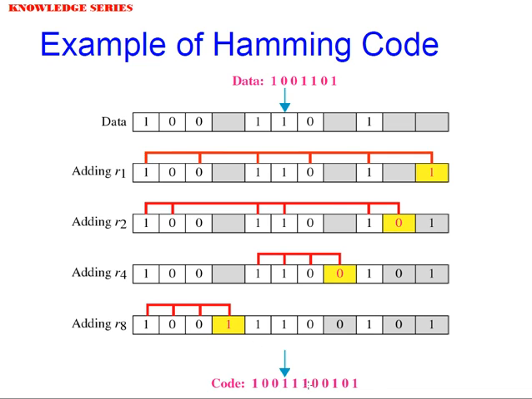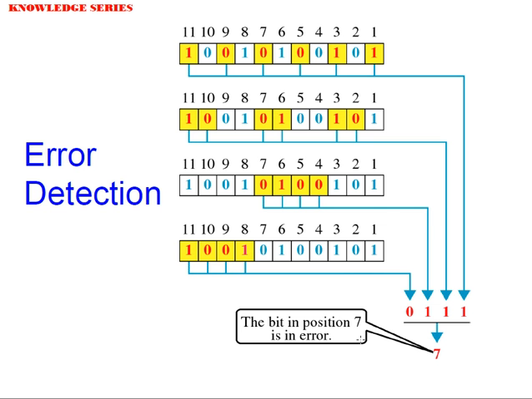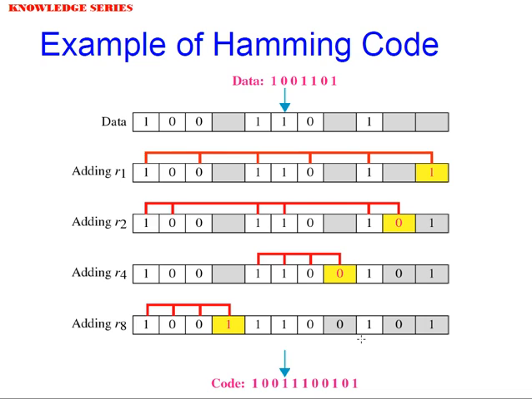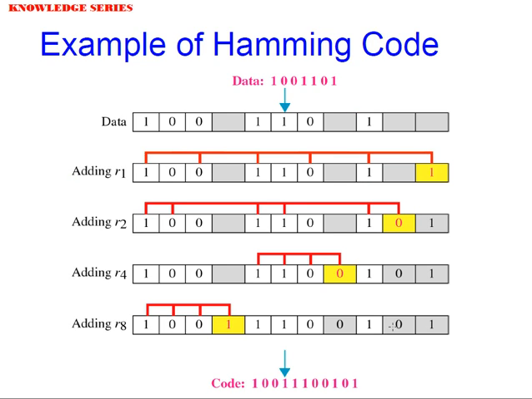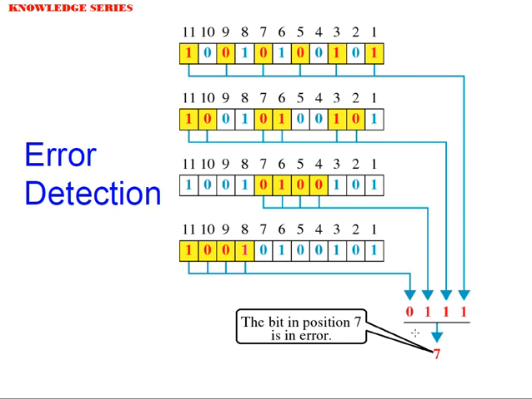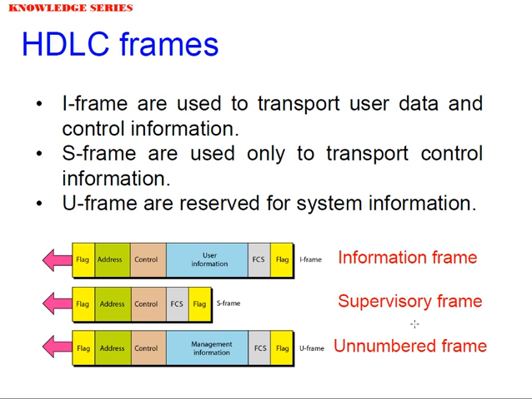That is what you can see here in this particular example. This is after R8. What is going to happen? If you try to see here, it is stating the 7th bit, 1 2 3 4 5 6 7. So in the 7th bit, that particular bit change is going to be identified. So that is what we see in the case of error detection.